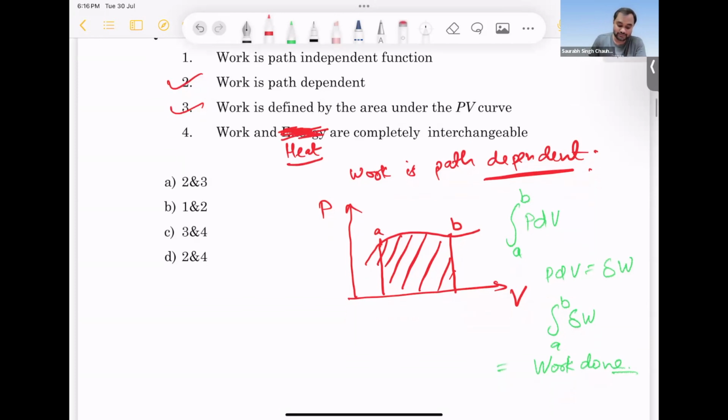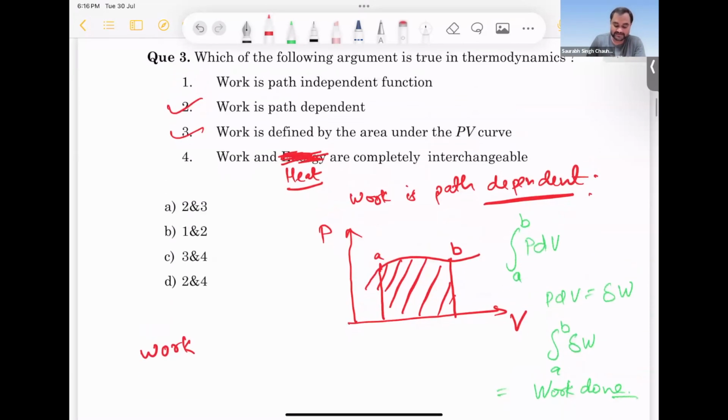This is not correct because we know that work is an organized form of energy. It is high grade energy, you can say. Work can be completely changed into heat, but heat cannot be changed completely into work, right? This is what the second law of thermodynamics says. So the fourth one is not correct because it violates the second law of thermodynamics. So only the second and third arguments are correct. The correct option should be part A. Second and third.